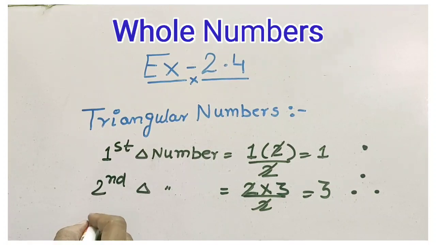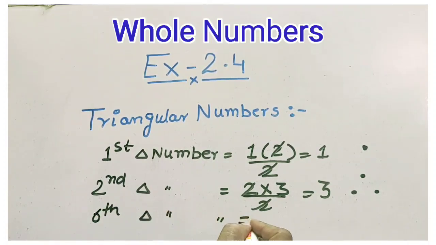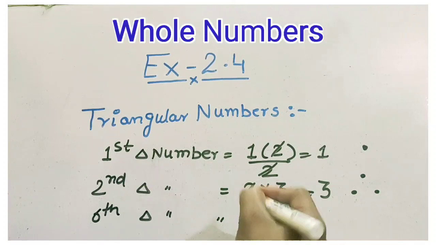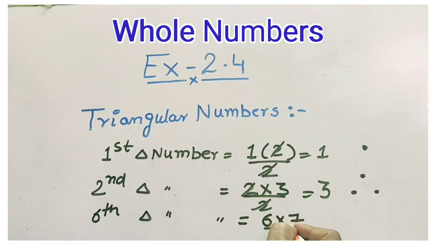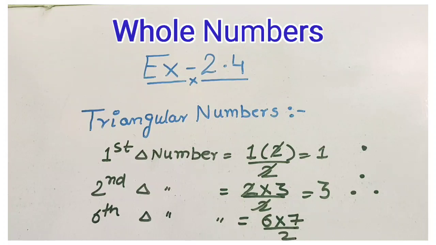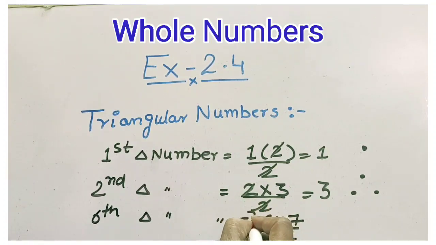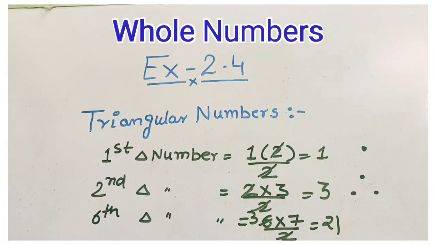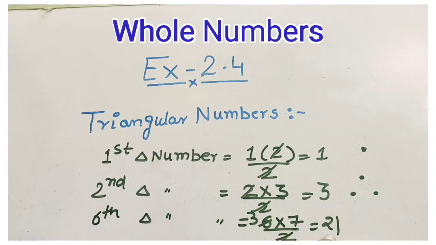Okay. Just guess the sixth triangular number. What will we have? 6 multiplied by the next number, upon 2. Clear? 2 3s are 6. Then we have 21. Clear? So the sixth triangular number will be 21. The 10th triangular number will be 10 multiplied by the next number 11, upon 2.